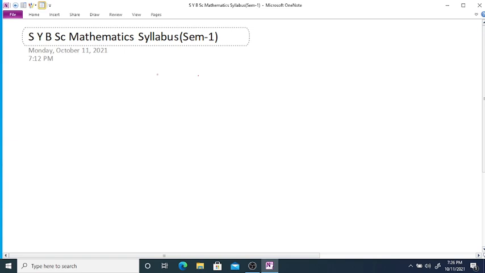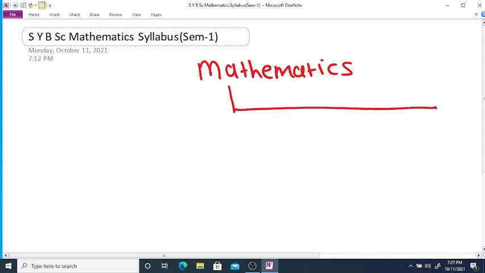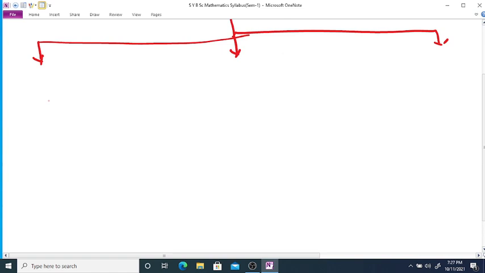SY BSc Mathematics syllabus, Semester first. Now in Semester first there are total 3 courses. First, so first course is calculus of several variables.